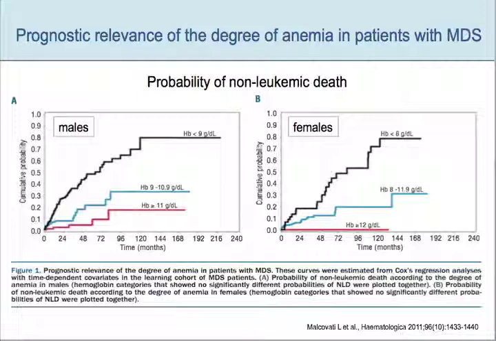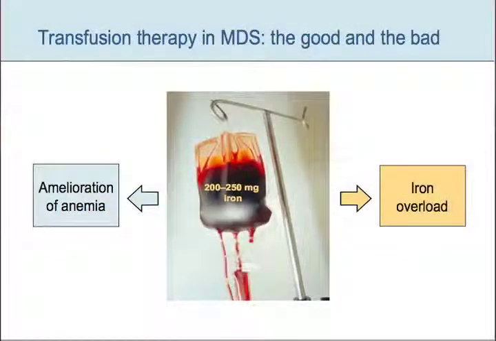However, this may come at a cost, because the proper amelioration of anemia will almost certainly increase the likelihood of survival. But on the other hand, the concomitant development of transfusional iron overload may have an opposite effect on overall survival.